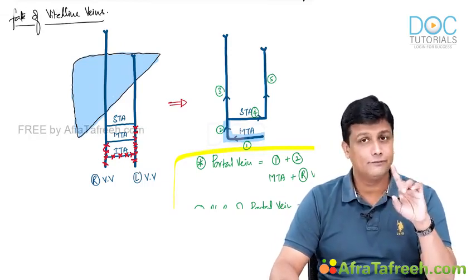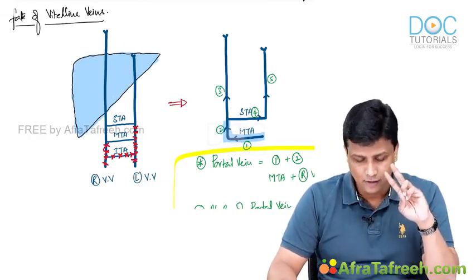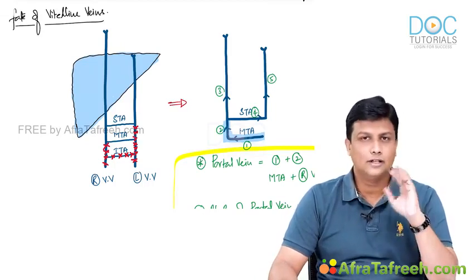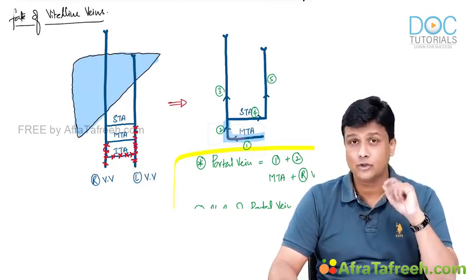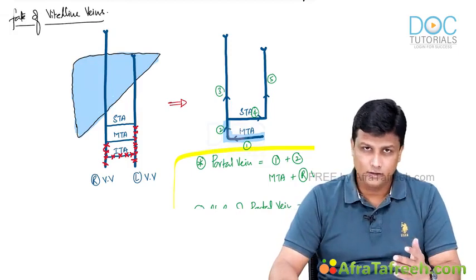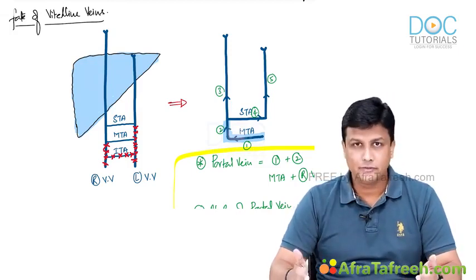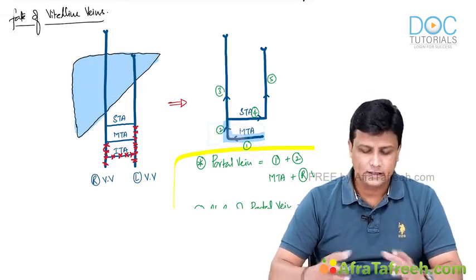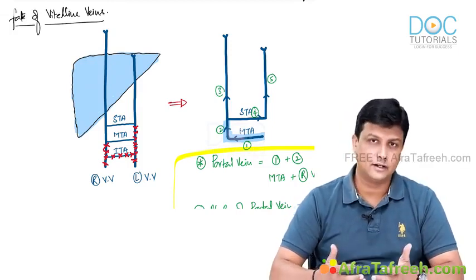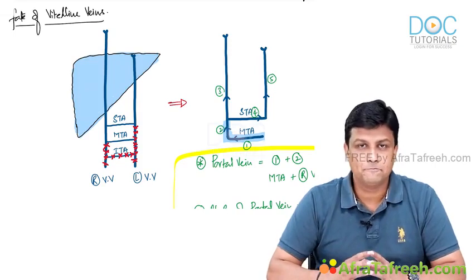So we are done with the fate of umbilical vein. We are done with the fate of vitelline vein. The only thing left out right now is what will be the fate of the cardinal vein. There will be anterior cardinal vein and the posterior cardinal vein, and they are going to form your superior vena cava and inferior vena cava. So let us see the formation of the superior vena cava as well as the inferior vena cava.